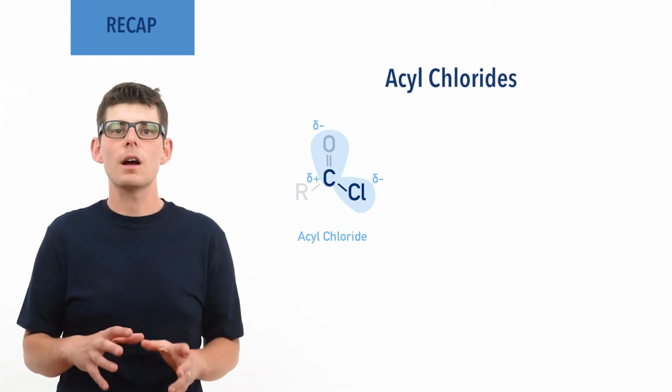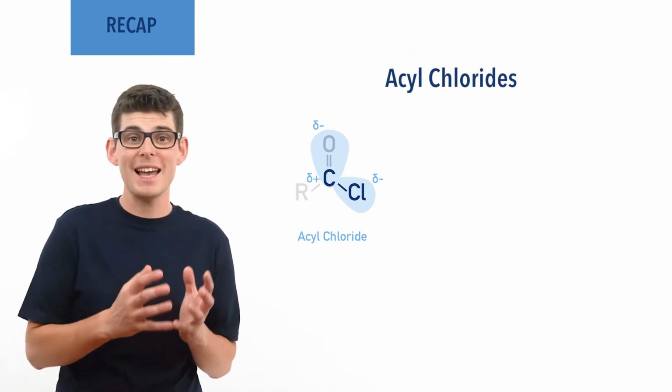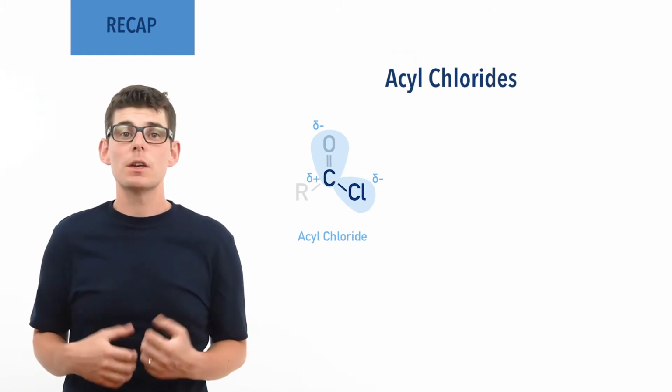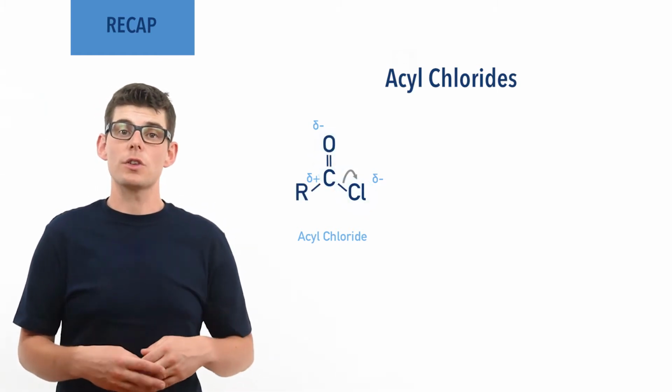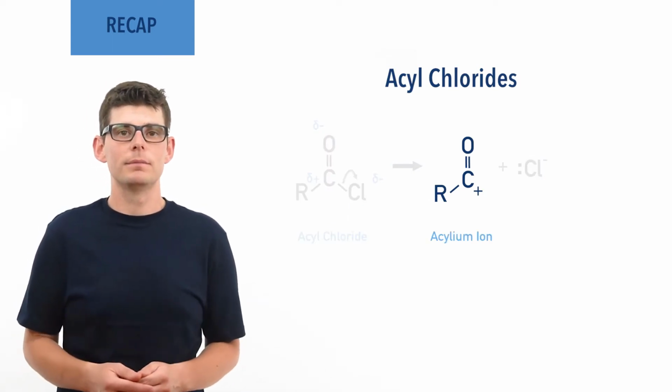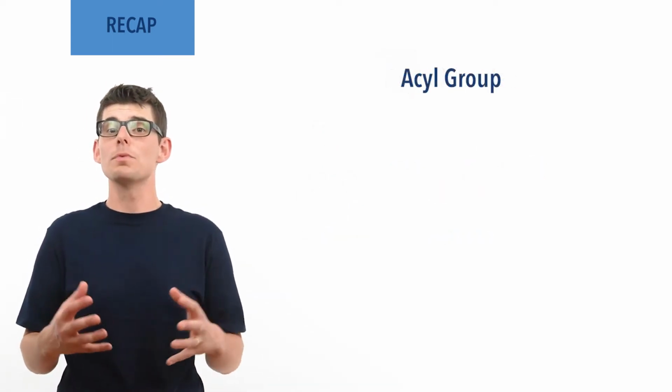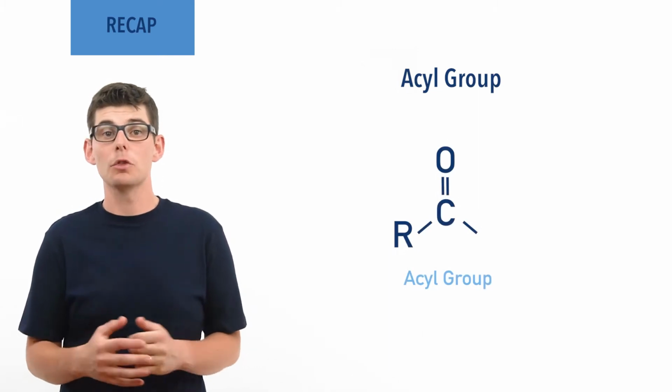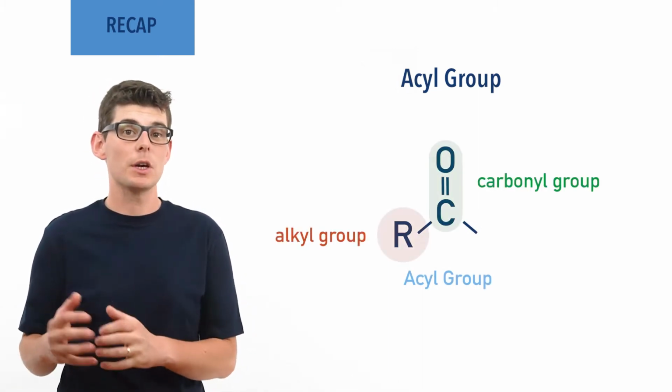This makes the carbon-chlorine bond weak as a result, and if given a little nudge, it can break, leaving a positively charged carbon atom behind, creating what we call an acyl ion. An acyl group refers to a carbon chain, alkyl group, with a carbonyl C double bond O on the end. So, recap done, let's go.